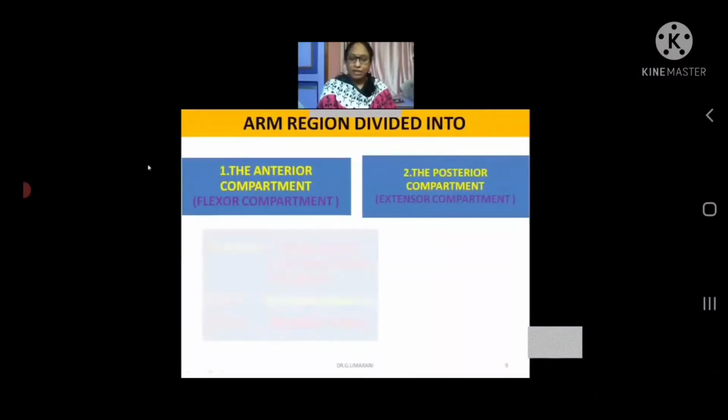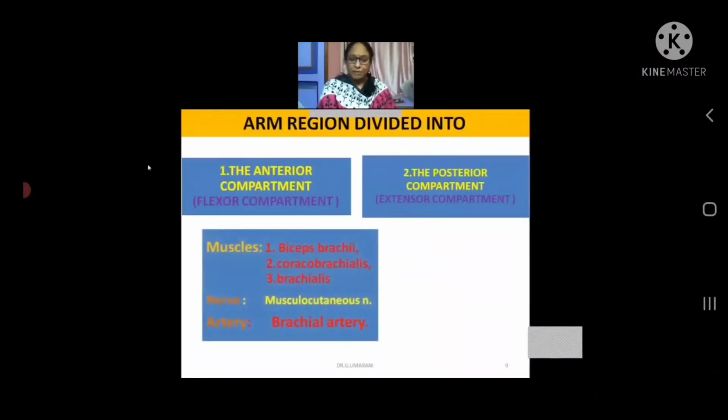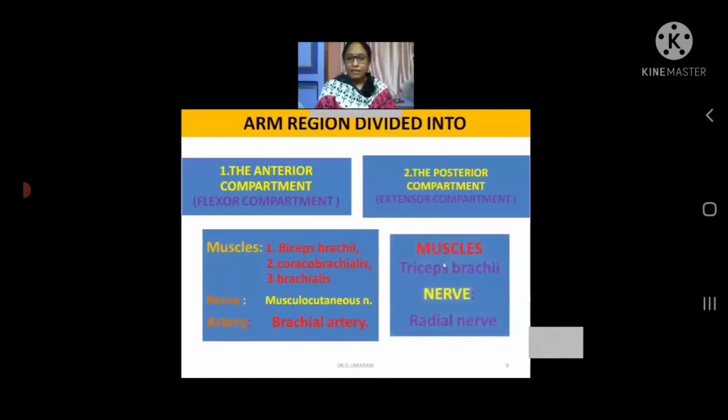Anterior compartment muscles are biceps brachii, coracobrachialis, and brachialis. The nerve of the anterior compartment is known as the musculocutaneous nerve. In the posterior compartment, only one muscle is present, that is the triceps brachii. The nerve of this compartment is known as the radial nerve.